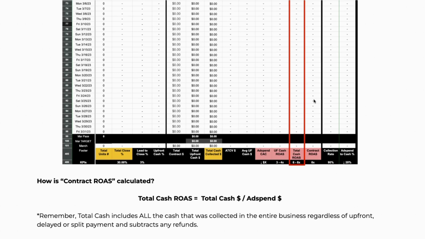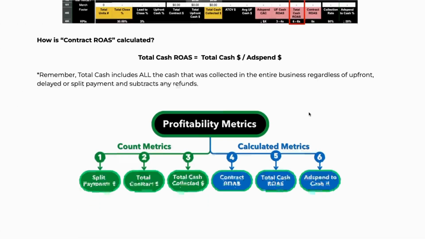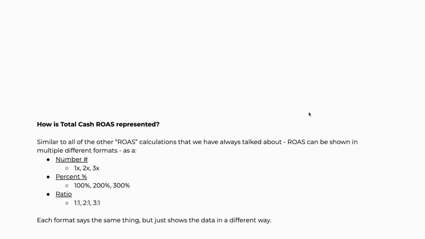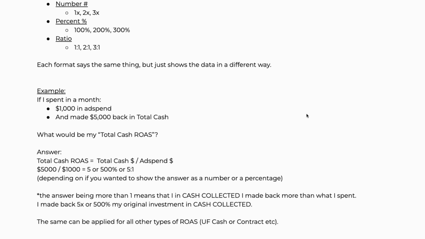We're doing it. Cool. We spent $1,000 in ads. What does it look like in order to have a return on that, okay? And so in terms of how it's represented, again, it's represented either as a number, as a percent, or as a ratio. This is another example, kind of the same numbers here, but this time just specifically for total cash. So ad spend is $1,000. Total cash in the business that month we collected was $5,000.